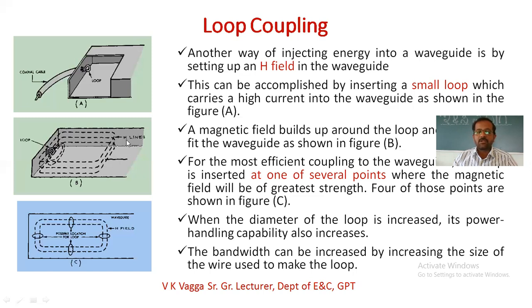That is called the expanded magnetic field, which is represented as the H field, and the loop can be inserted at any end of the wall exactly at the center. Increasing the diameter of the loop increases the power handling capacity, and increasing the size of the wire increases the bandwidth. This is about the loop coupling.